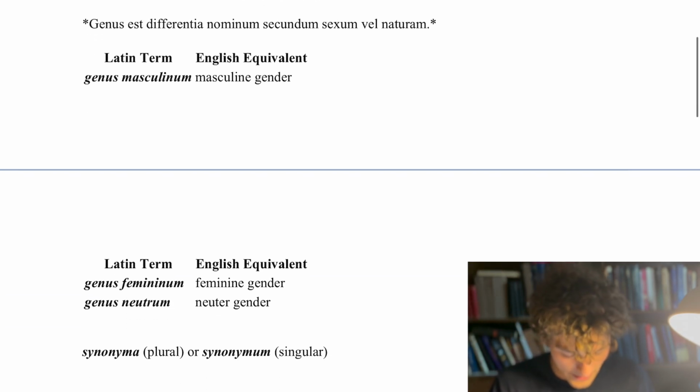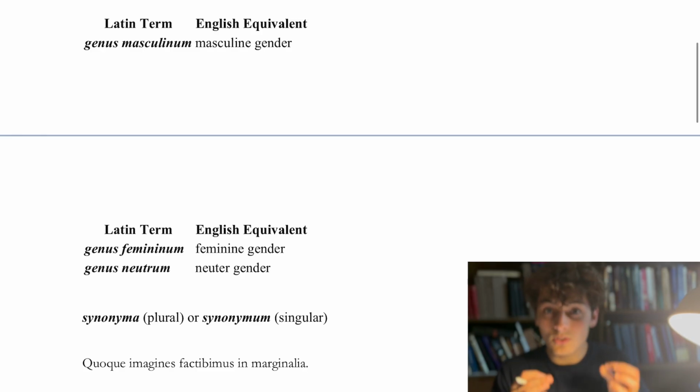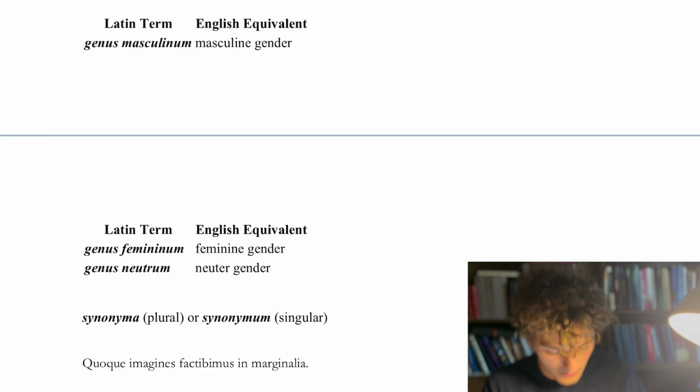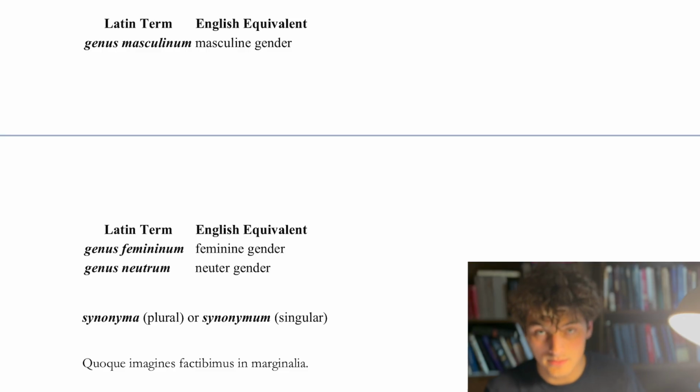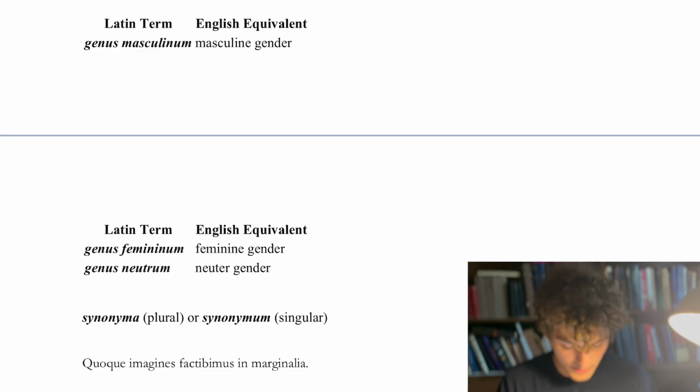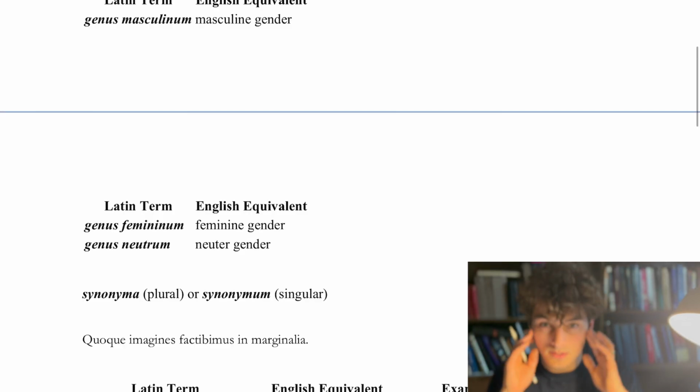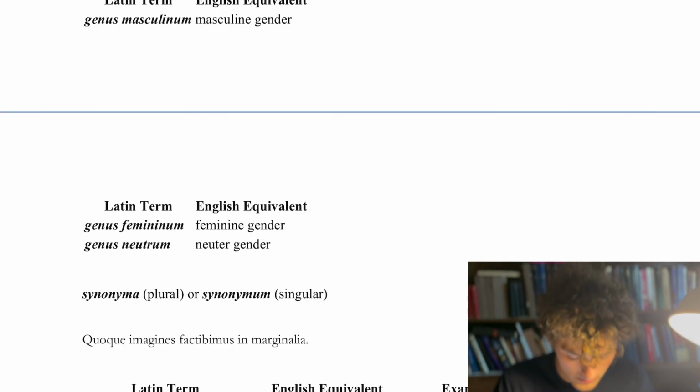And so there's that. Now, we have also gender in Latin. So we have our three genders, our masculinum, our femininum, and our neutrum. Now, this is exactly how they will be communicated in Latin. We've got the genus masculinum, genus femininum, genus neutrum. So when you hear those words, think there's a gender going on.